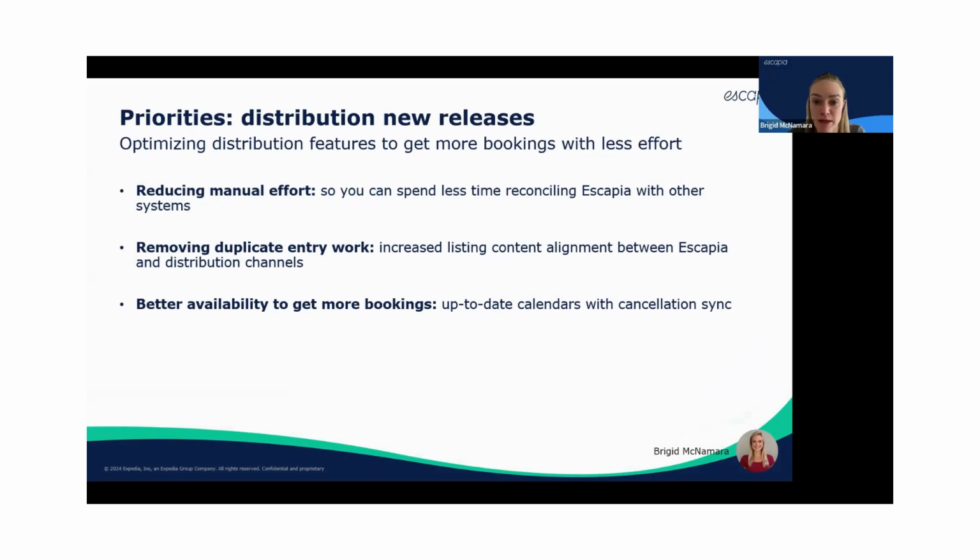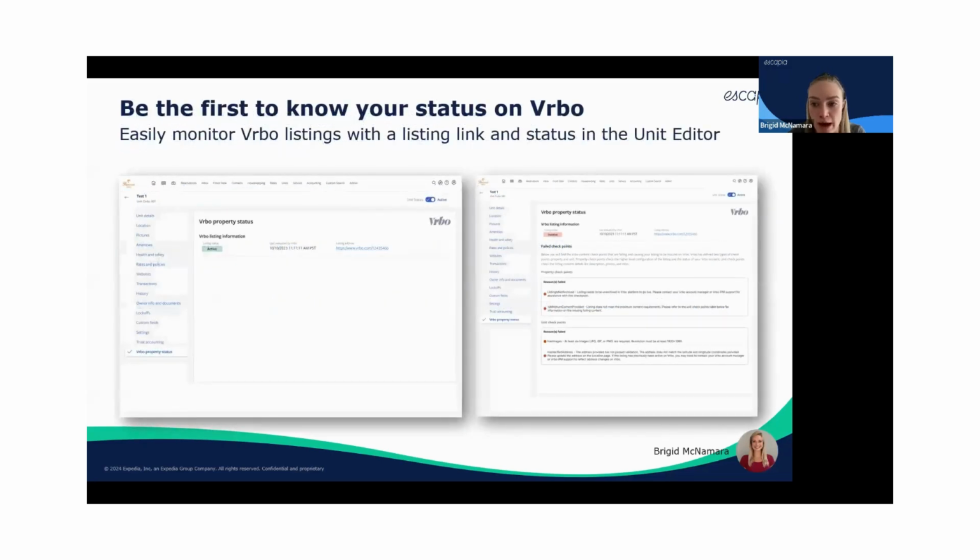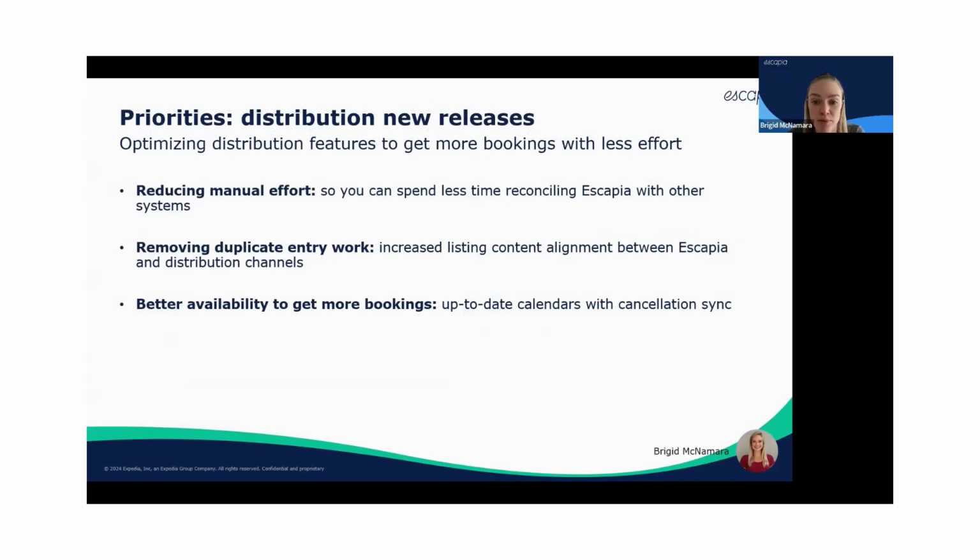We're able to do this by building features that, 1, reduce the amount of manual manipulation you have to do on reservations so you don't have to spend time reconciling Escapia with other systems. 2, eliminate duplicate entry of information by increasing listing content alignment between Escapia and other distribution channels so you don't have to enter information in 2 places or worry about how certain fields will translate to other channels. And 3, improve calendar availability parity across channels so you can get more bookings.